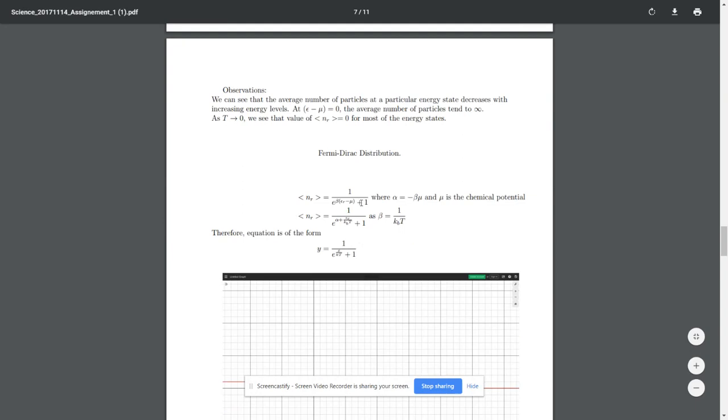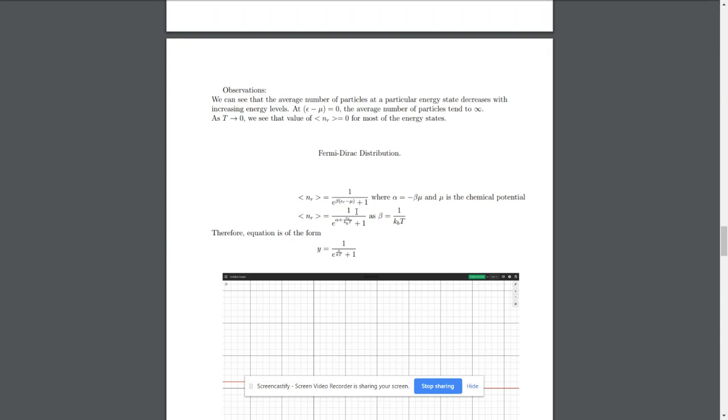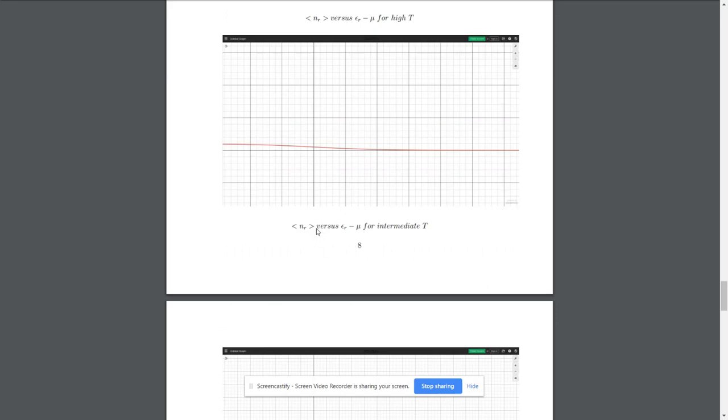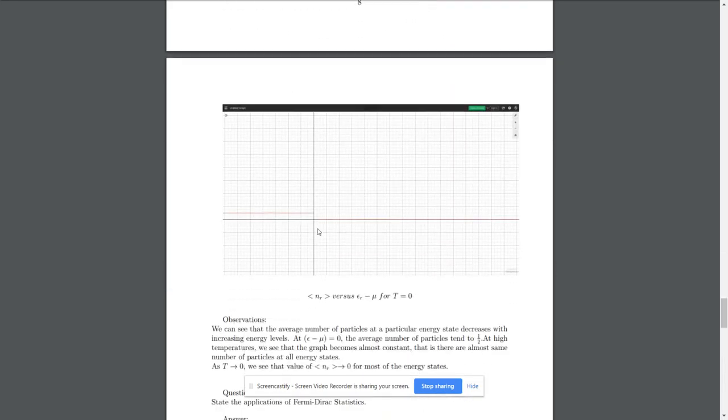Now we'll move on to the Fermi-Dirac distribution. The Fermi-Dirac distribution is given by the formula on the screen. The only difference between the Bose-Einstein and Fermi-Dirac formulas is that instead of a minus 1, we have a plus 1 here. But this contributes to a huge difference in the shape of the graph. We see the different types of graph at low temperature, high temperature, intermediate temperature, and T equal to 0.